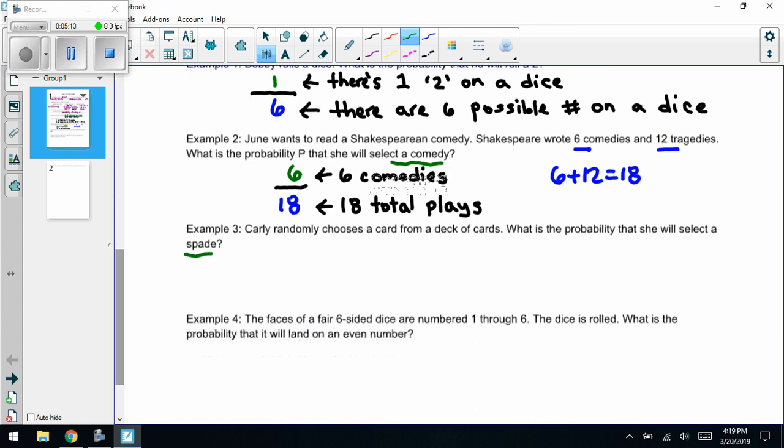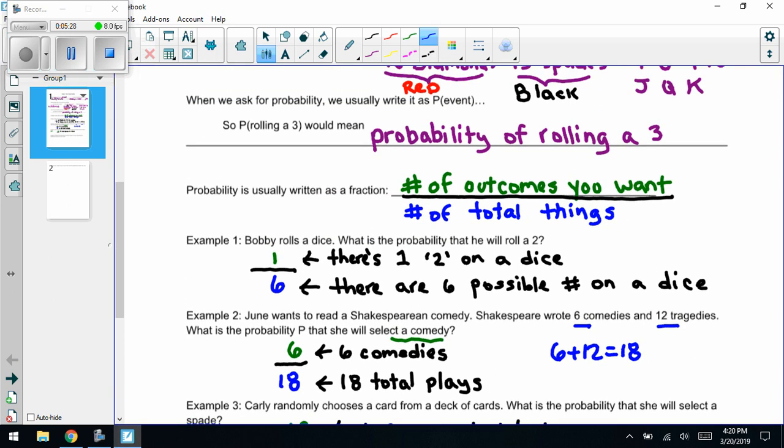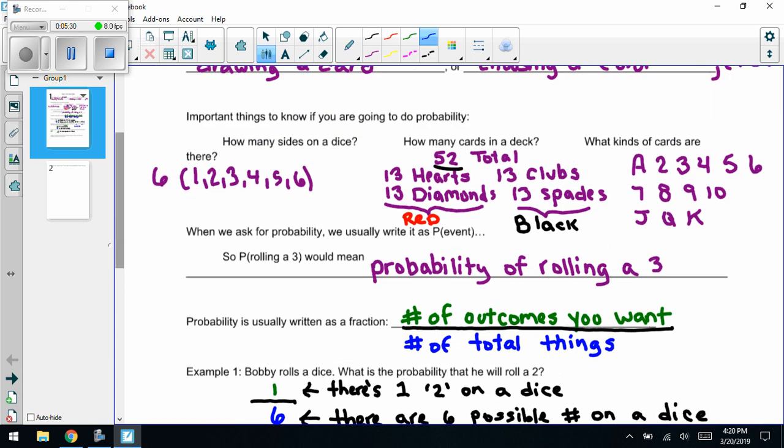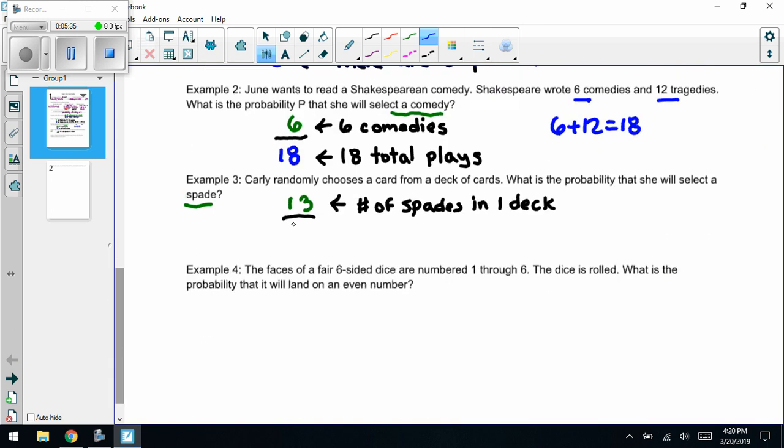So we don't care what spade she gets. We just want her to get one of them. And since there are 13 of them, 13 is going to go on the top. And remember that the bottom of our fraction includes the number of total things. And our notes again show, if you forgot, that there are 52 total cards in a deck. So we're going to go ahead and put 52 on the bottom. The probability that she will select a spade is 13 out of 52. Moving on to number 4.